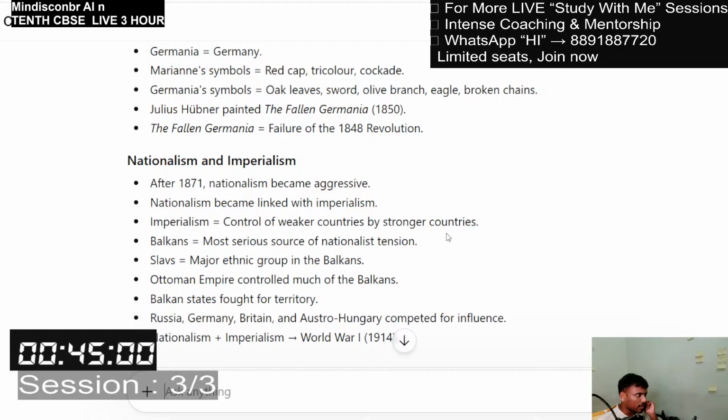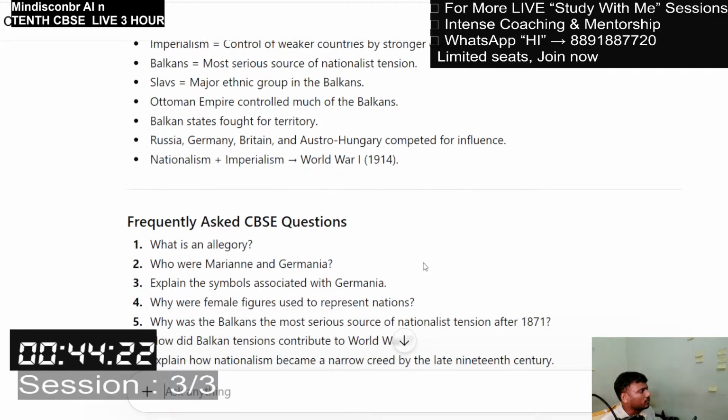Nationalism and imperialism. After 1871, nationalism became aggressive. Nationalism became linked with imperialism. Imperialism means control of weaker countries by stronger countries. Balkans, the most serious source of nationalist tension. Slavs, the major ethnic group in the Balkans. The Ottoman Empire controlled much of the Balkans. Balkan states fought for territory. Russia, Germany, Britain, and Austro-Hungary competed for influence. Nationalism and imperialism led to World War I in 1914.